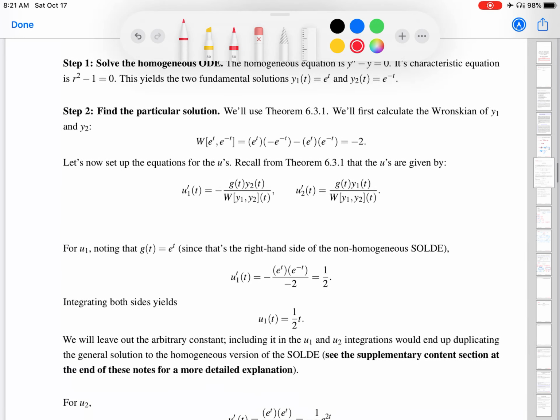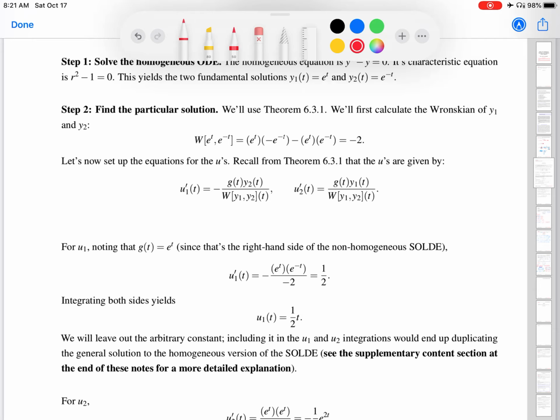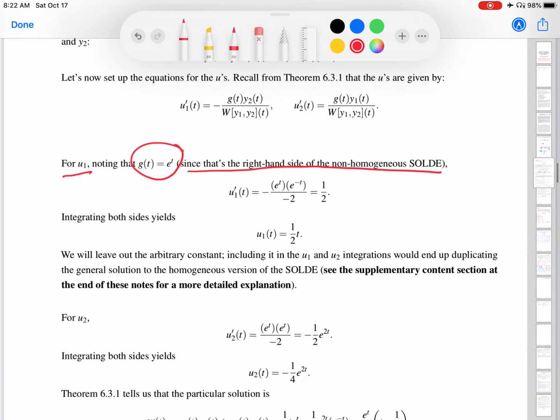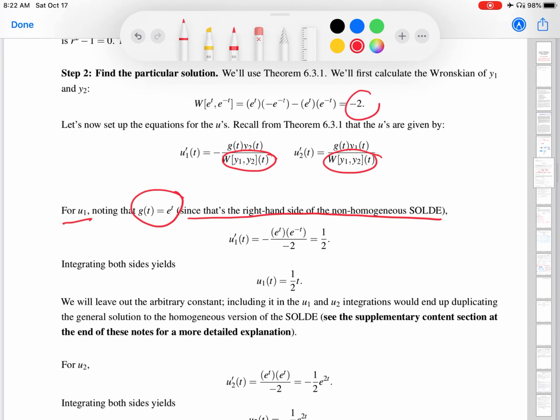Okay, so back to this example. For u1, notice that g of t equals t. There we go. I'm kind of reminding you, but verbally also I added this little tip that, again, you want to make sure the ODE is in standard form. And the Wronskian down here, we just calculated it, is -2 up here. So that goes in the denominator right here. And then g of t, because, again, the coefficient of y double prime is 1, is legitimately e to the t. So that is g of t.